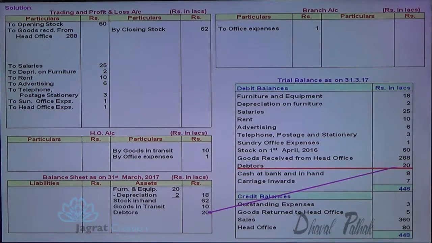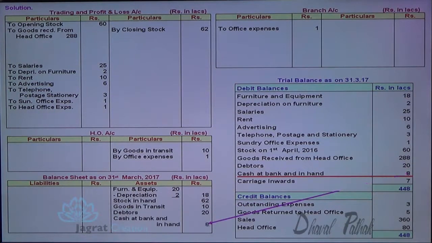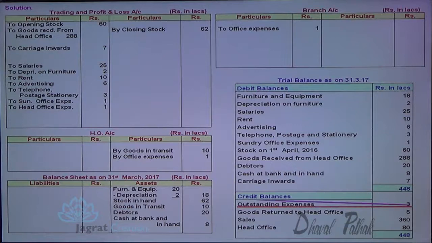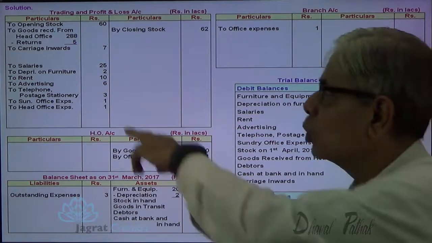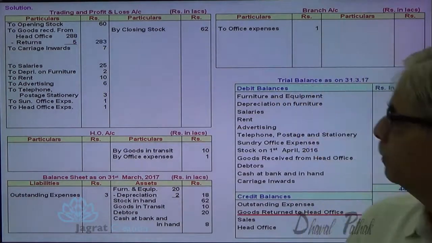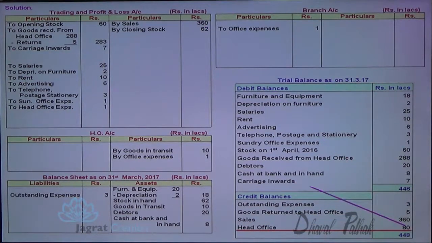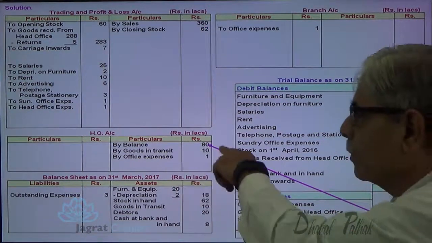Debtors, asset side. Cash in hand and at bank, asset side. Carriage inward, trading account debit side. Outstanding expenses, balance sheet liability side. Goods return will be deducted from goods sent. So 288 minus 5, 283. Sales, trading account credit. Head office account balance recorded on the credit side, balance 80.